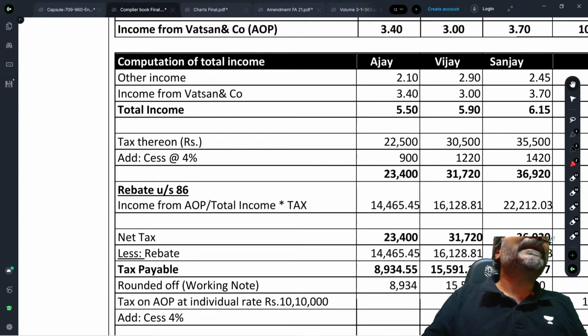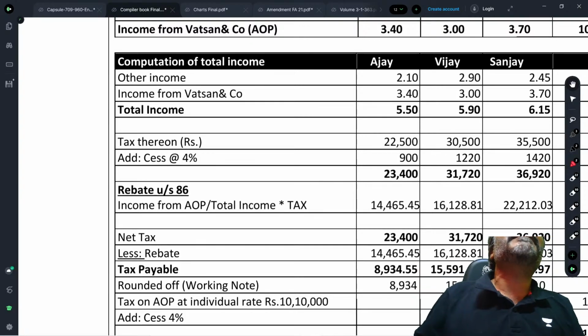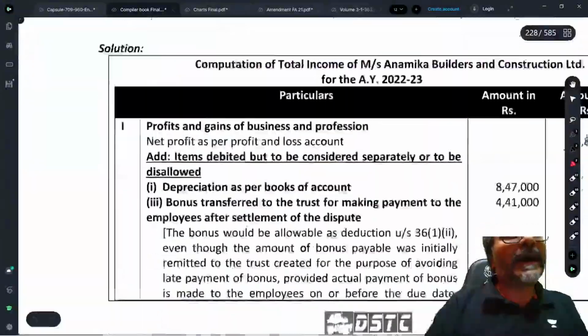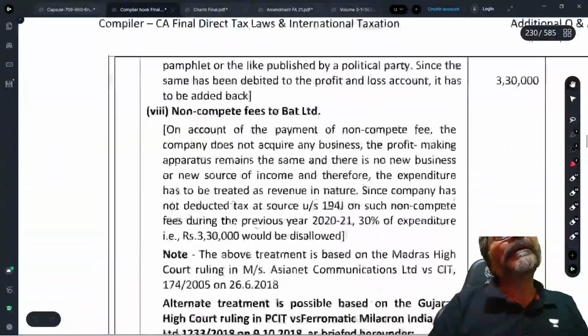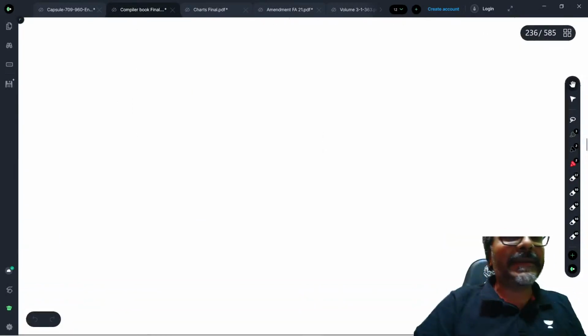Now apart from that, he is a resident, will he also be considered as a resident and not ordinary resident? Will his status be that of RNOR? Answer is yes. So as per that amendment, his status will be that of RNOR, students. So just keep that in mind. RNOR will be the status.